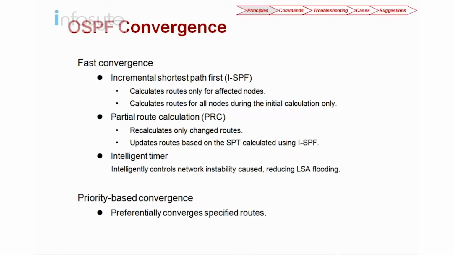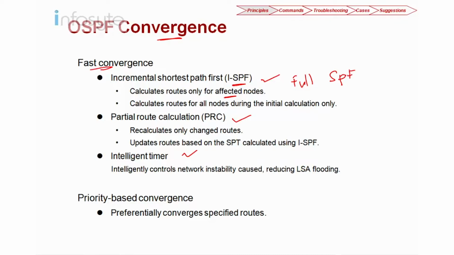Okay, next we're going to cover OSPF convergence. OSPF convergence is always based on fast convergence. They have incremental shortest path first, partial route calculation, and intelligent timer. Within the fast convergence, incremental shortest path first calculates the route only for the affected node. It means that right now you have added a route. In this case, they will just go for the incremental shortest path first instead of going for the entire full shortest path first.